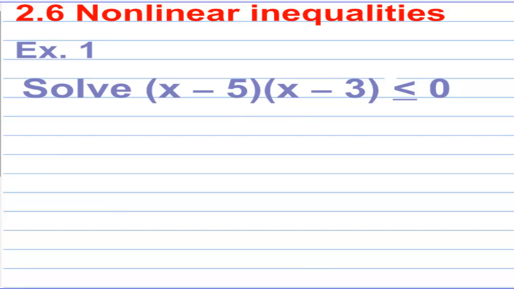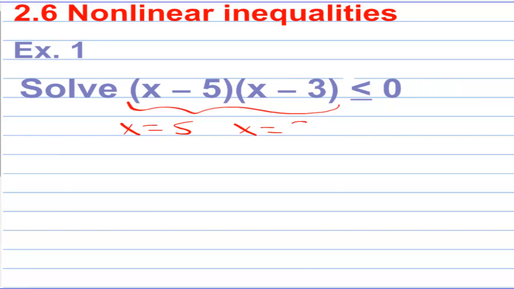2.6 Nonlinear Inequalities. This is exercise 1. Solve (x - 5)(x - 3) ≤ 0. We want to know where this function is less than or equal to 0. This function is equal to 0 at 5 and it's equal to 0 at 3.